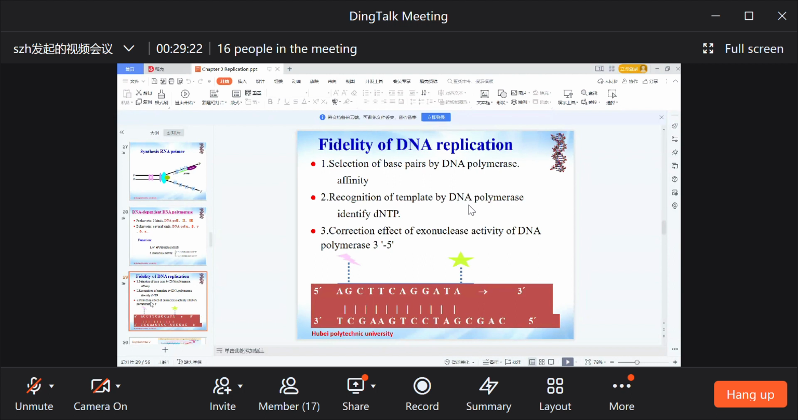Third, correction by the exonuclease activity. Here, in the PPT below, you can see at the last position A is paired with G. At that time A is wrong, and the DNA polymerase begins to use its exonuclease activity and removes the A, proofreading and editing in the right one.